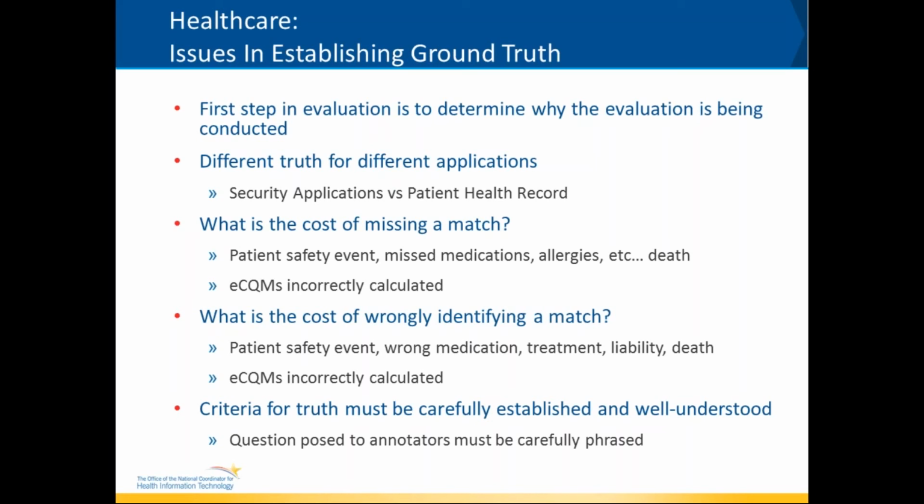Again, death is always a possibility. And then secondarily, again, in the context of this talk, if you are merging diagnoses and treatments from various patients, your ECQMs can be incorrectly calculated. So all of this taken into account, when you're building the ground truth data set, the criteria for what you're going to consider a match in your test set has to be very, very carefully established and well understood and well documented.